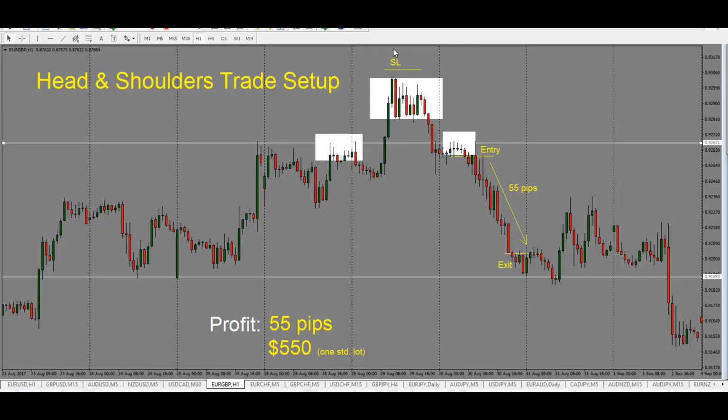short. Our stop goes above the head here, and we wait for price to come to either the next support or resistance level, or we just take a one-to-one risk to reward ratio. So in this example here, we have between entry and exit 55 pips in the trade, so our profit is 55 pips or $550 if trading one standard lot.